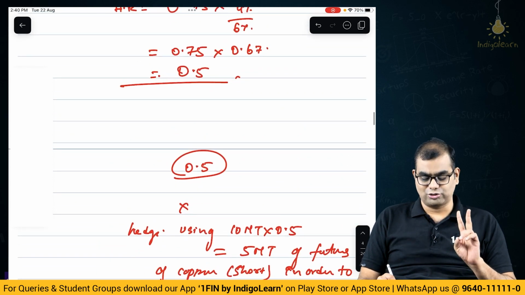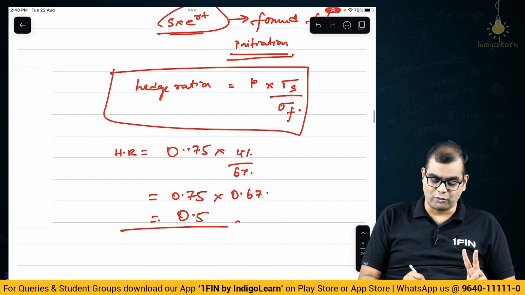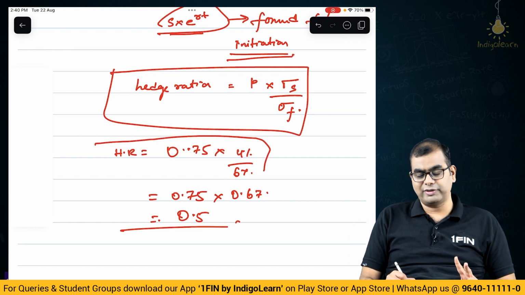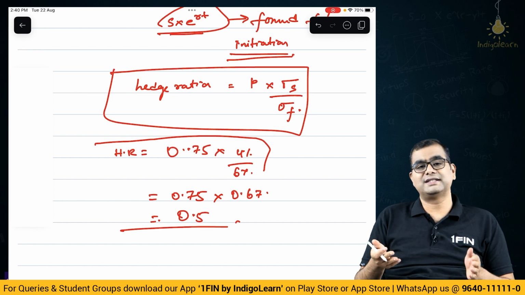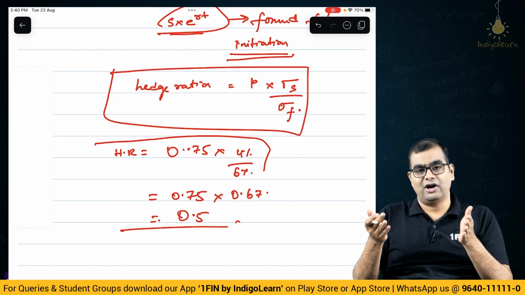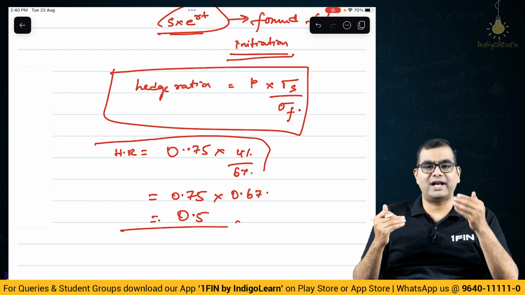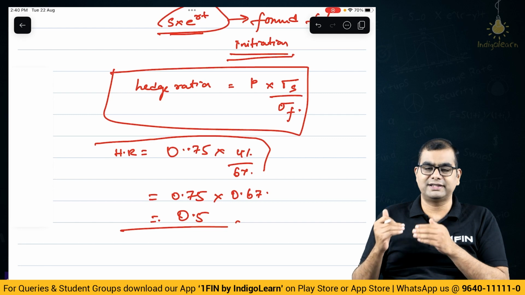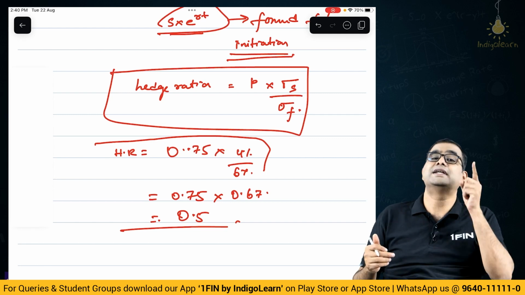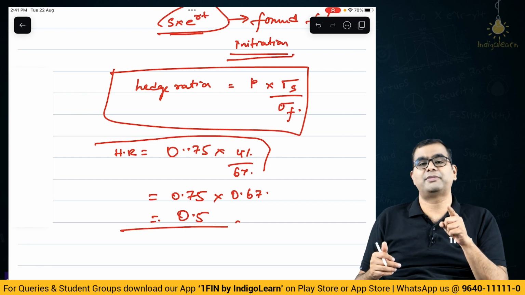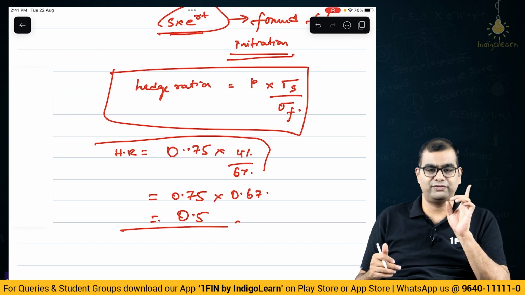There are two places where students will get confused. The first place is what is this hedge ratio, how do you find it? In this hedge ratio, what is the numerator, what is the denominator? Please remember, the item which determines the movement of your individual asset is at the denominator. The market is at the denominator. Futures price determines the spot price. In the real world, futures price determines spot price and not necessarily spot price determines futures price.